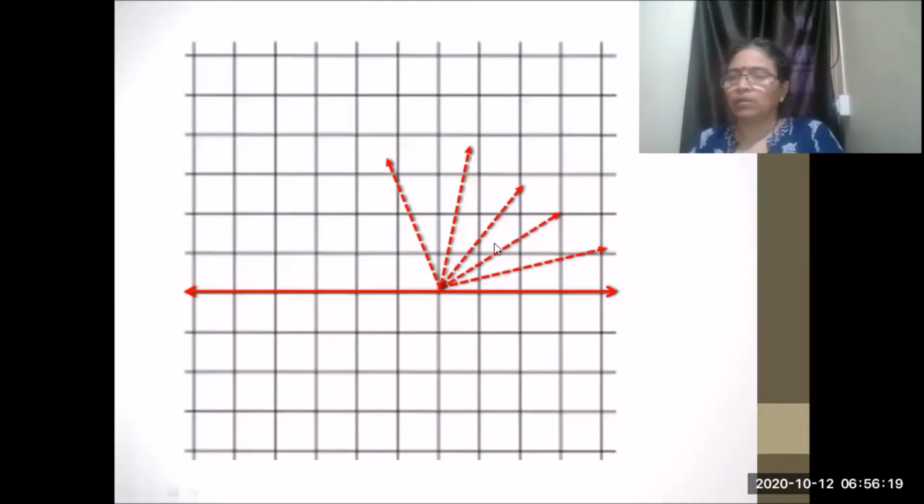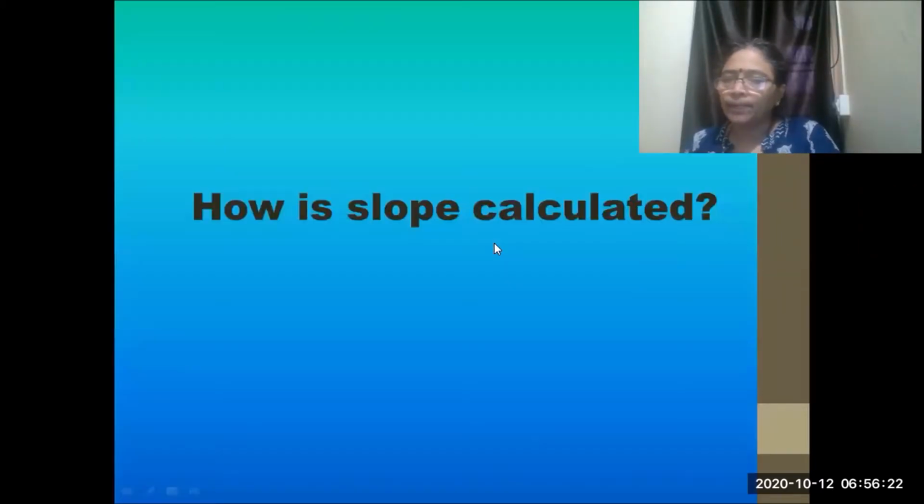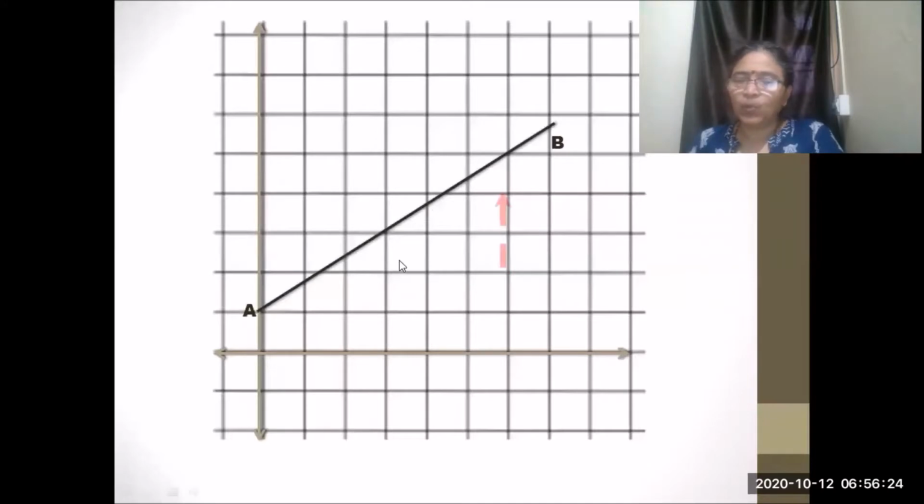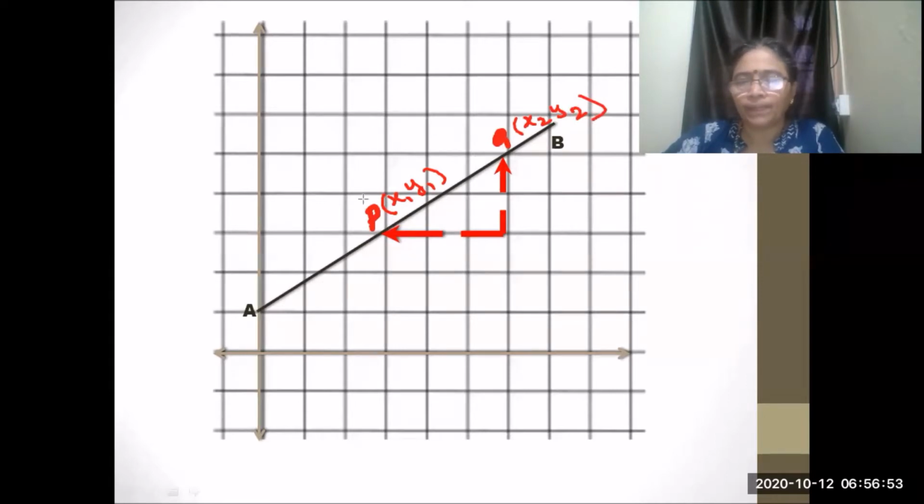How is slope calculated? Let us see. Suppose AB is a line, and I'm just taking a part of the line as P and Q, of which P is (x1, y1) and Q is (x2, y2). Let us join these points with the x-axis.